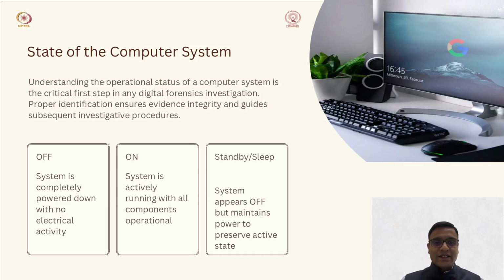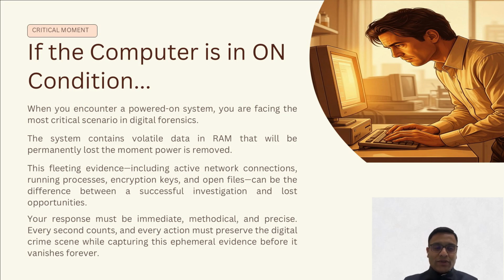So now let us understand how we handle a computer system. Basically, the computer can be found in three different states. One is the off state, one is the on state, and one is the sleep or standby mode. So if it is on, what should I do? If the computer is on, then the most essential thing is RAM, which contains volatile data. If I power it off, the RAM would lose its data because RAM is a volatile memory.